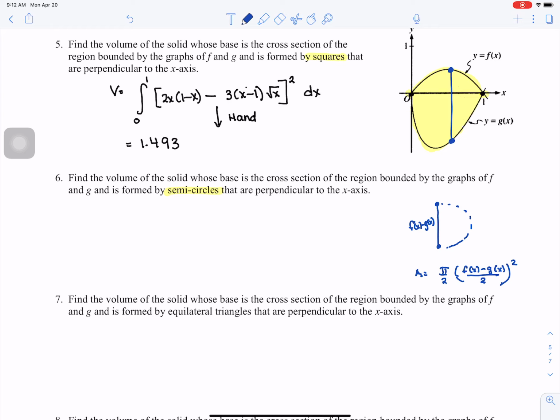So again, if you need help remembering the representations, 0 to 1. The constant out front, when I square that 2, will be pi over 8. Then my f of x minus g of x, square it, dx. And again, you should be able to work this out by hand if they requested you to do that. And this would work out to 0.586.